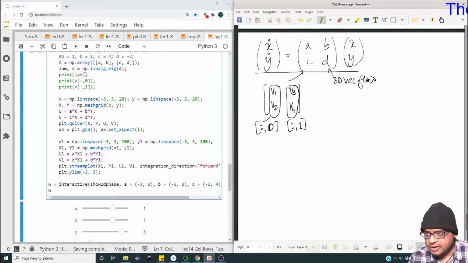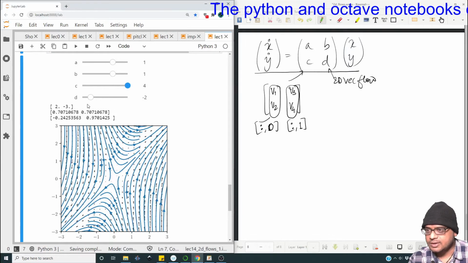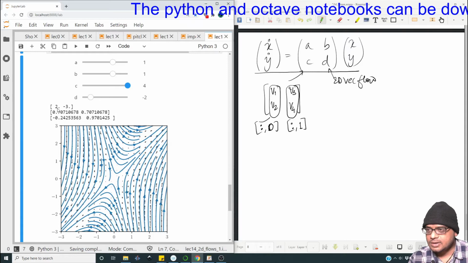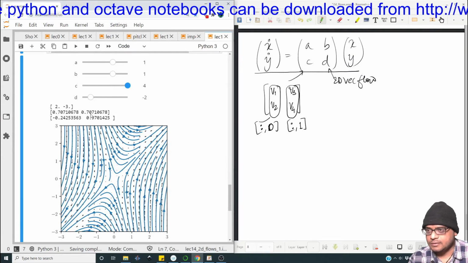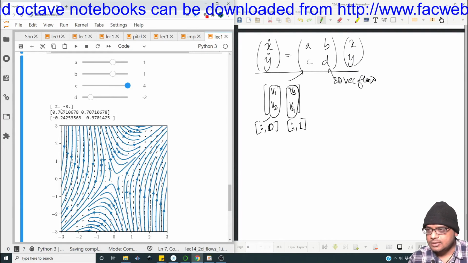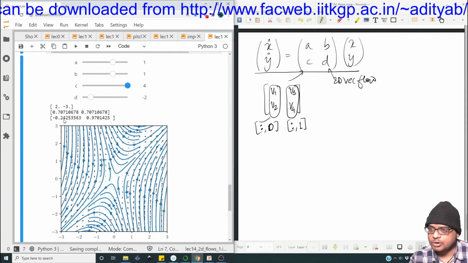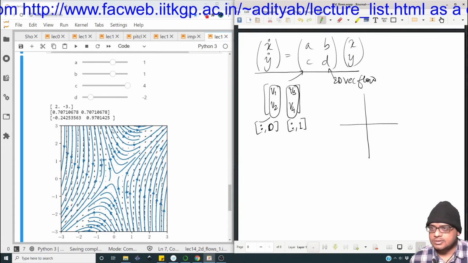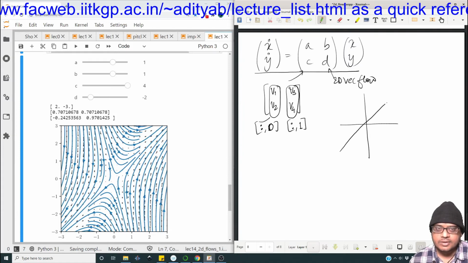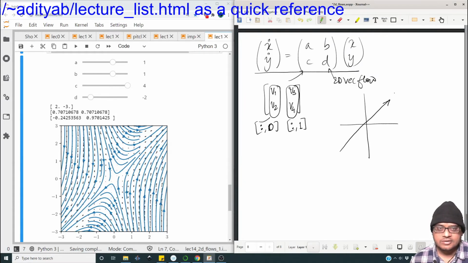With the help of the eigenvalue and eigenvector, we can clearly see where the flows are going. Let me go back to the original case. Over here the eigenvalue 2 corresponds to the direction 0.7, 0.7, that is essentially 1 comma 1, and the eigenvalue minus 3 corresponds to the eigenvector minus 0.24 comma 0.97. If we draw this direction 1 comma 1, it is this, and this corresponds to an eigenvalue of 2, so it's unstable. This is the unstable manifold.